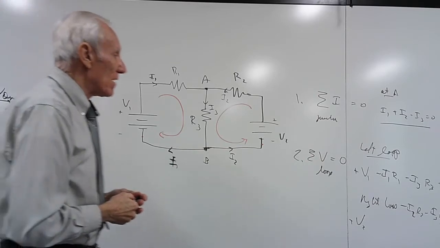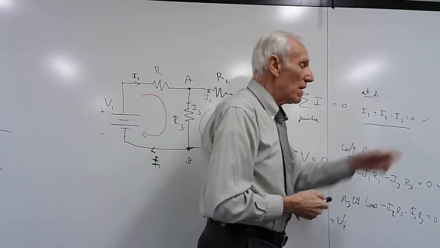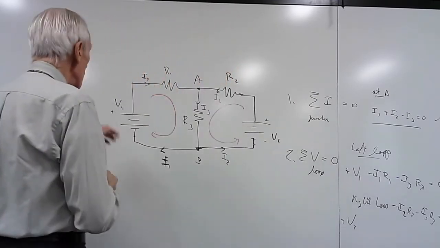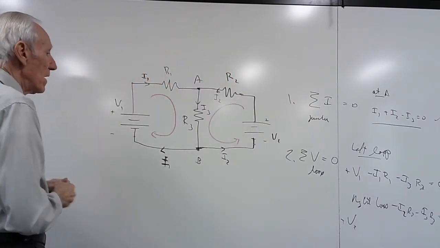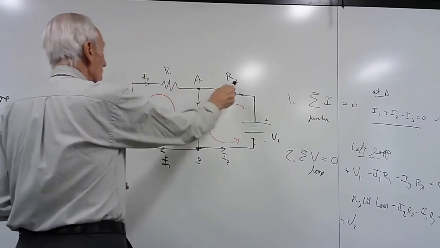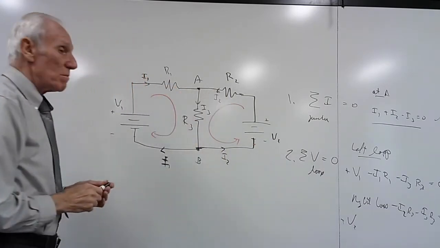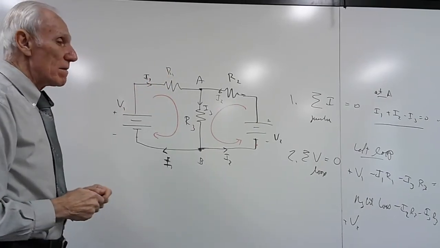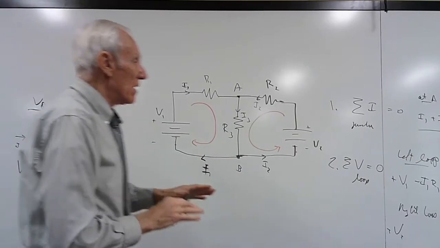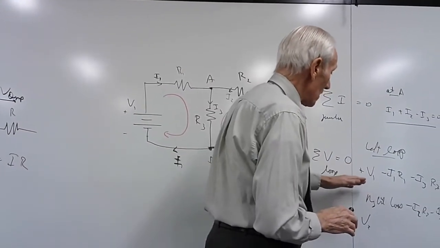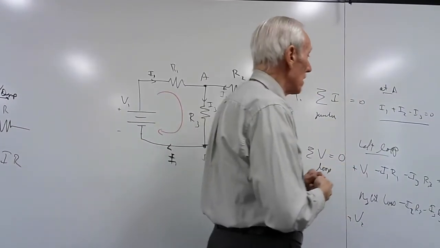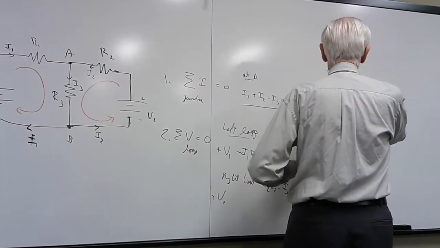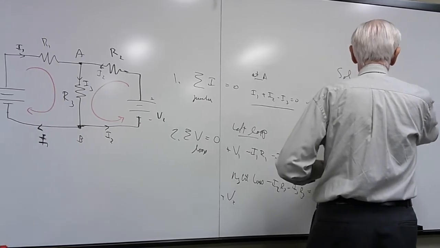And so we have to have 3 equations because our unknowns are these 3 currents. So we presumably know V1, and we know V2, and we know R1 and R2 and R3. We can measure those with a voltmeter and an ohmmeter, and record those values. So we know everything about these equations except I1 and I2 and I3. So I want to solve for I1, I2, and I3.